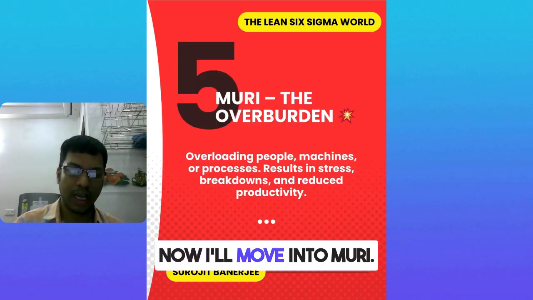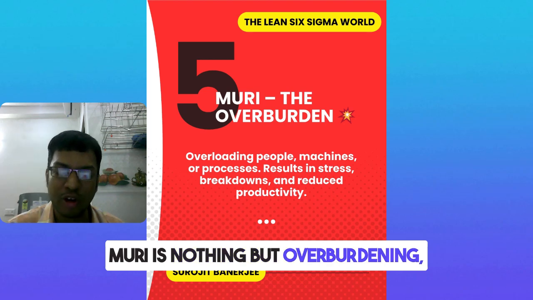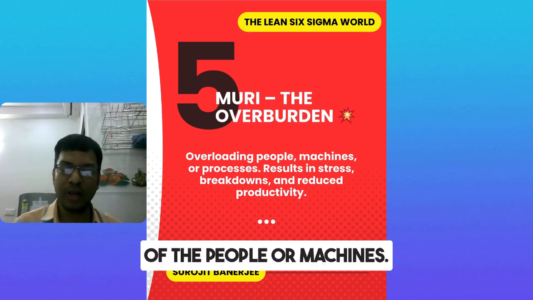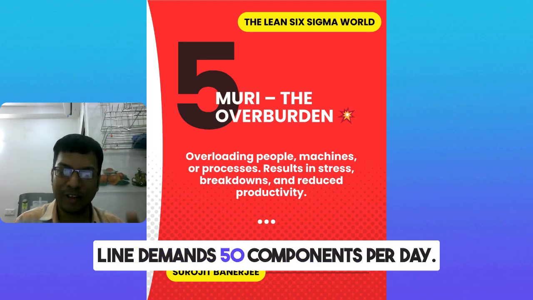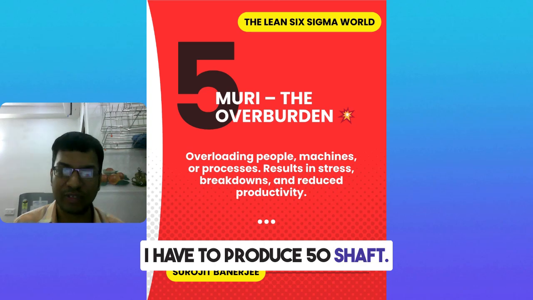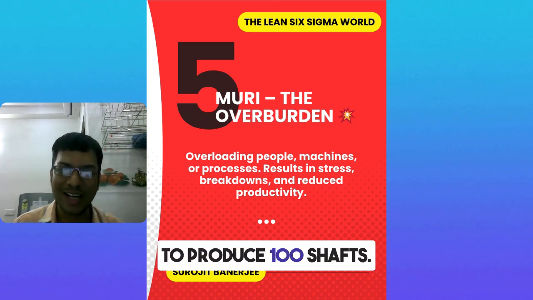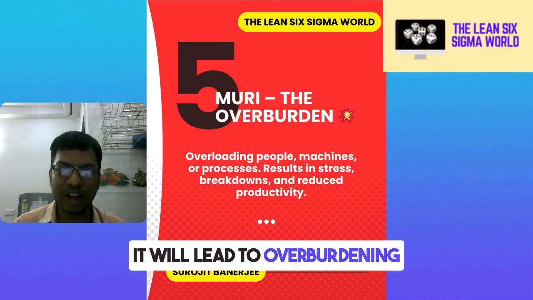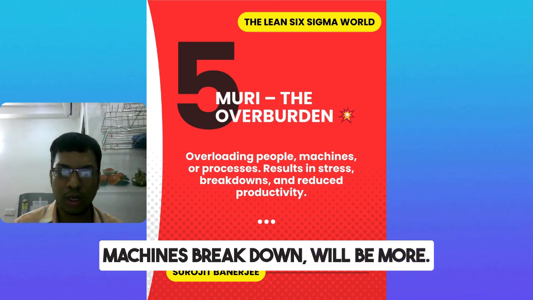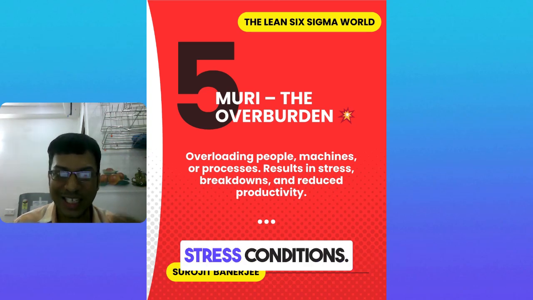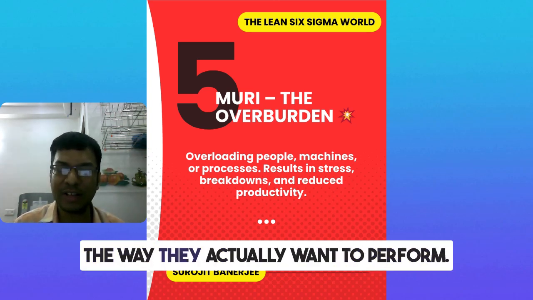Now, I'll move into Muri. Muri is nothing but overburdening. Overburdening of the people or machines. What will happen? If my production line demands 50 components per day, I have to produce 50 shafts. Now the demand comes, I have to produce 100 shafts. It will lead to overburdening of my machine. So machines will be heated more, machine breakdowns will be more. My manpower will be under stress conditions. So they will not be able to perform the way they actually want to perform.